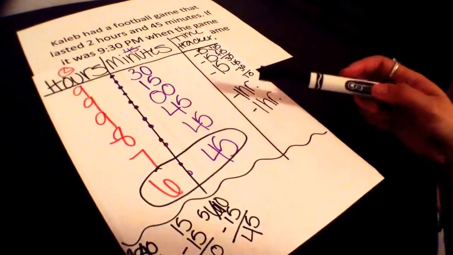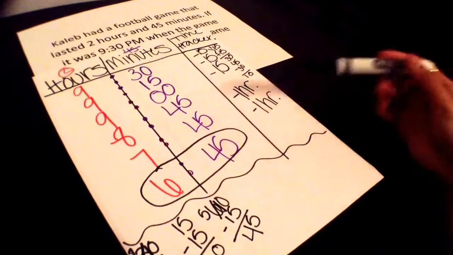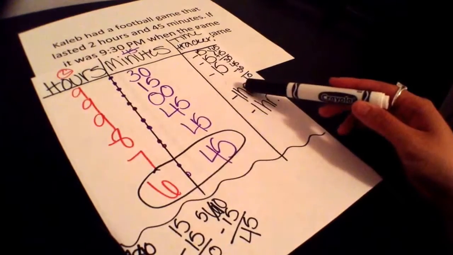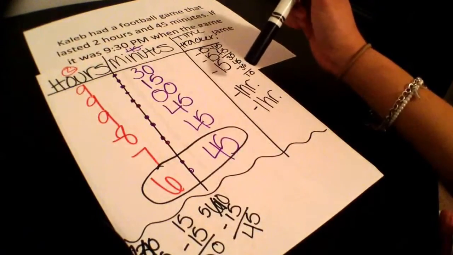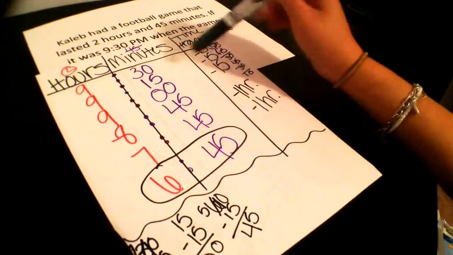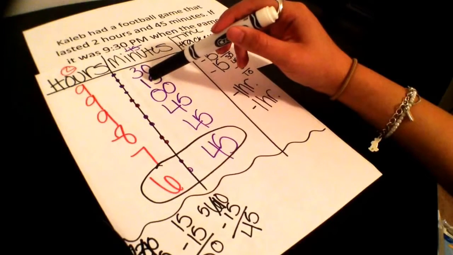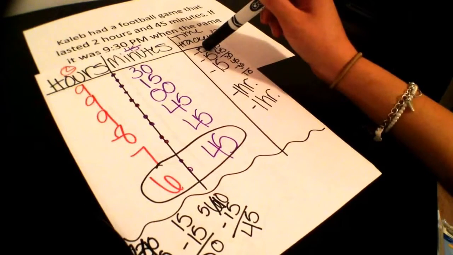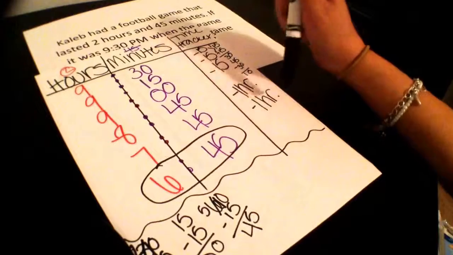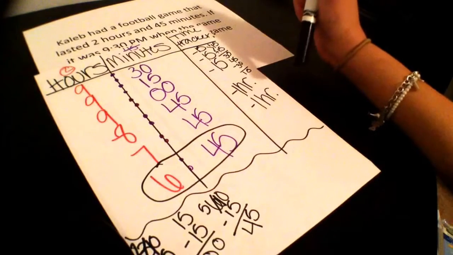I want to go back and add these. So if the game started at 6:45, after 1 hour, it would have been 7:45. After another hour, it would have been 8:45. That's our 2 hours. And then after 15 minutes, 8:45, after 15 minutes, it would have been 9 o'clock. After another 15 minutes, it would have been 9:15. And after another 15 minutes, it would have been 9:30. And that's when the game ended. So our game started at 6:45, and after 2 hours and 45 minutes, the game ended at 9:30.